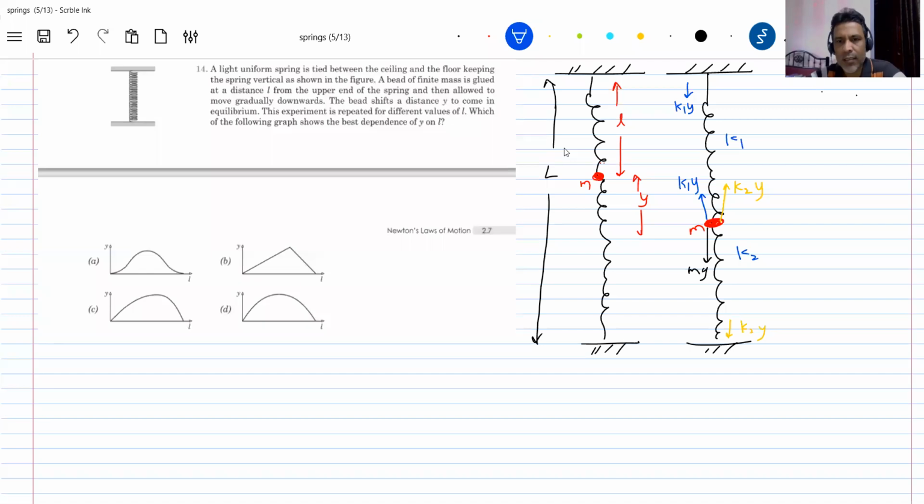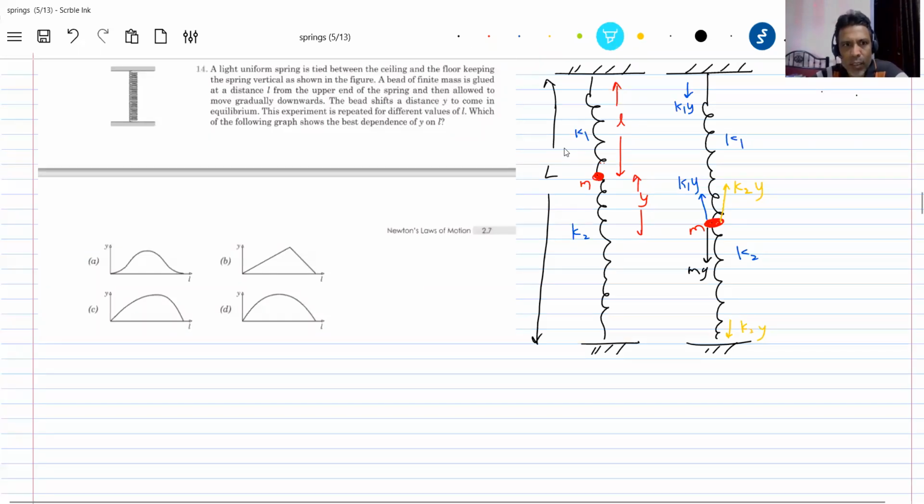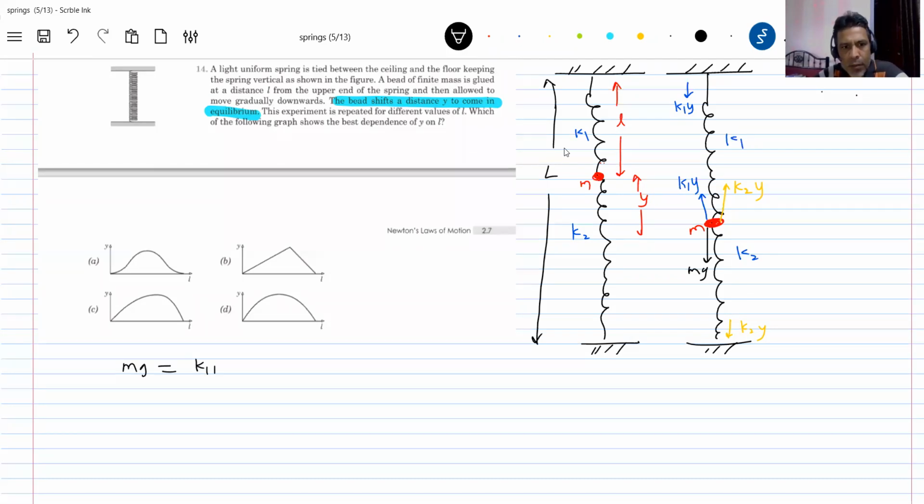I'll divide this upper part of the spring, let it be K1, the lower part of the spring be K2. Both the springs will have the same elongation: the elongation of the upper spring should be equal to the compression in the lower spring. So we'll agree on this formula. So now K1y. It's in equilibrium, no? He's telling it's in equilibrium. So the net force on the bead, which shifts a distance y to come to equilibrium, the net force mg should be equal to K1y plus K2y.